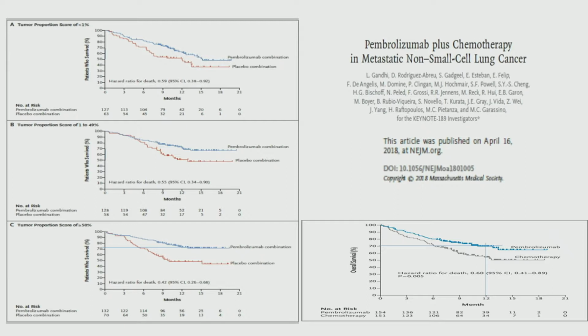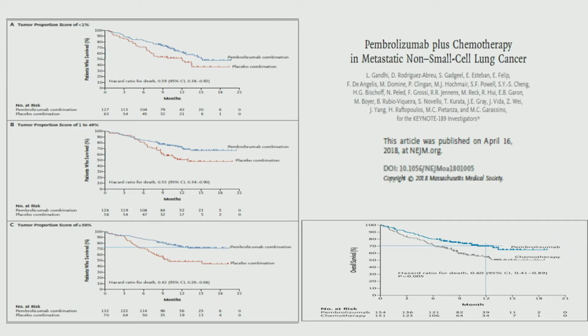where pembrolizumab alone had already shown activity and improvement in survival over chemotherapy. So what these data suggested was that at least for the patients who were PD-L1 negative or 1 to 49%, pembrolizumab in combination with chemotherapy really did add something compared to chemotherapy alone. In the patients who were PD-L1 high, it wasn't clear that adding pembrolizumab to chemotherapy did much more than what pembrolizumab did alone. This is all very early follow-up in this trial.